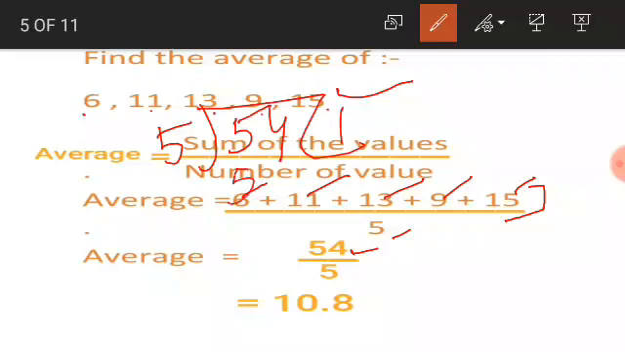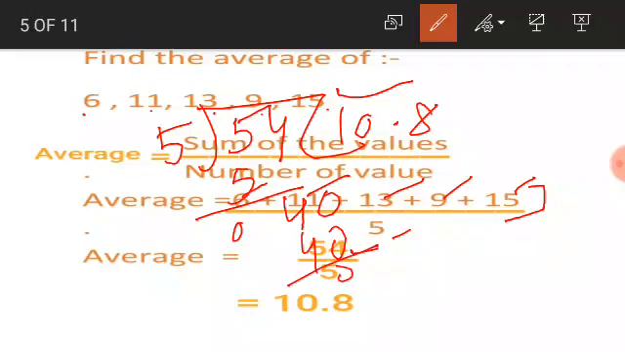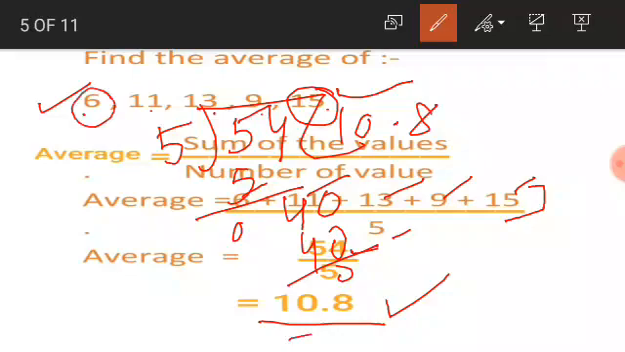we get 5 ones are 5. Take 0 here. 5 eights are 40. So the average of these numbers is 10.8. And can you see 10.8 lies between the highest value and the lowest value? Here in these numbers, highest value is 15 and lowest value is 6. So the number lies between 6 and 15.